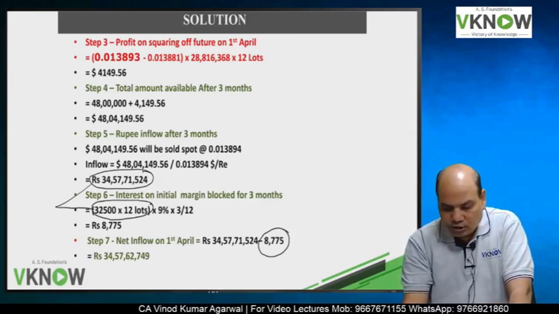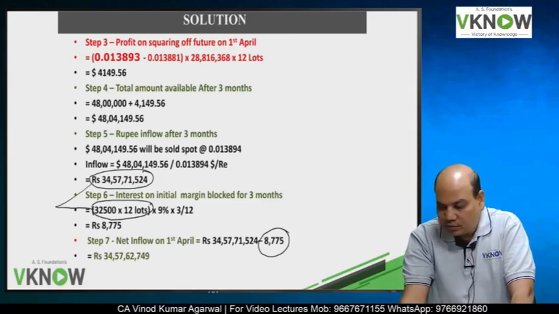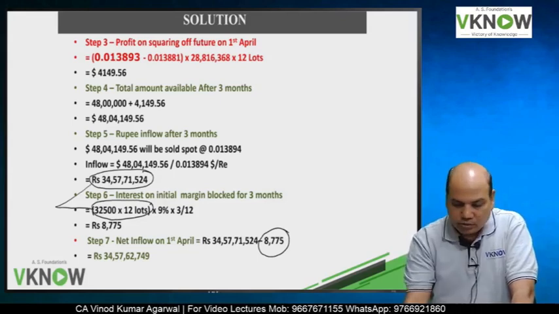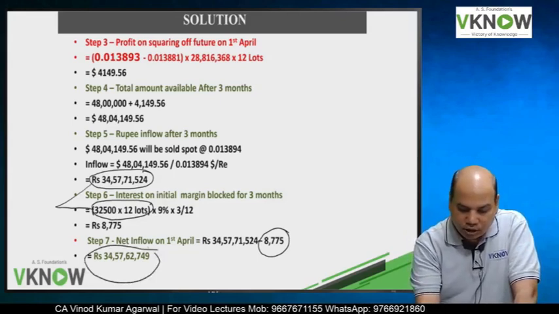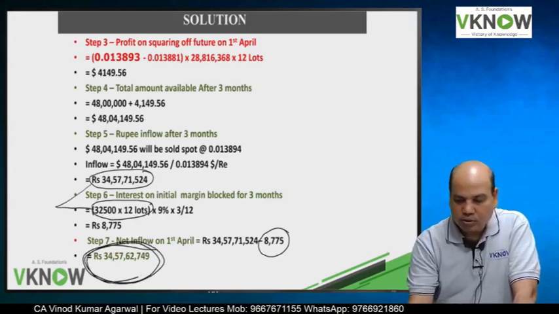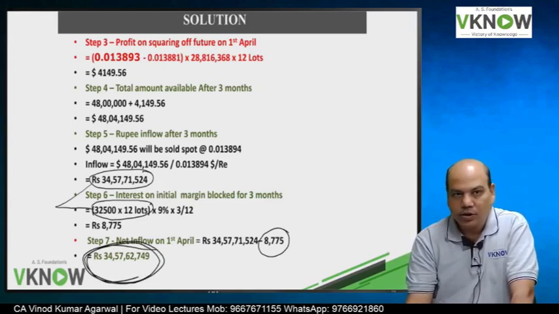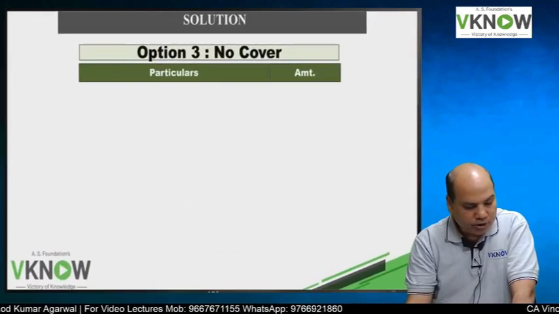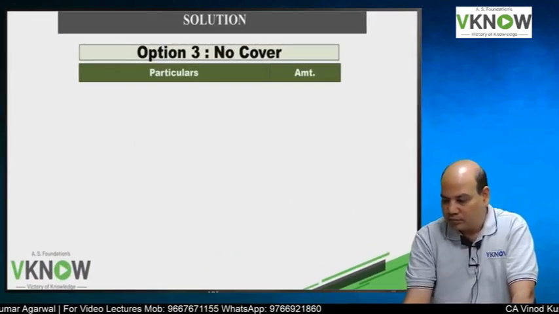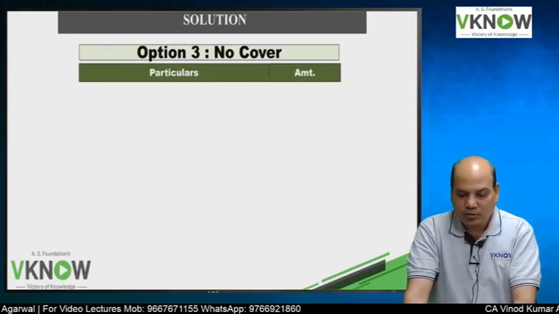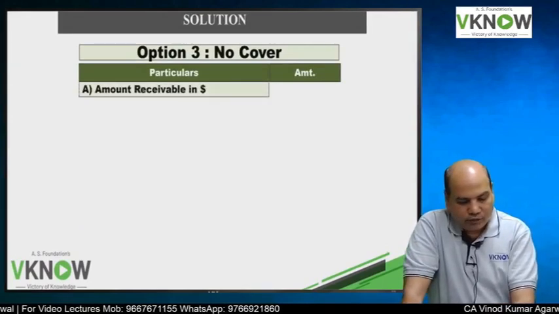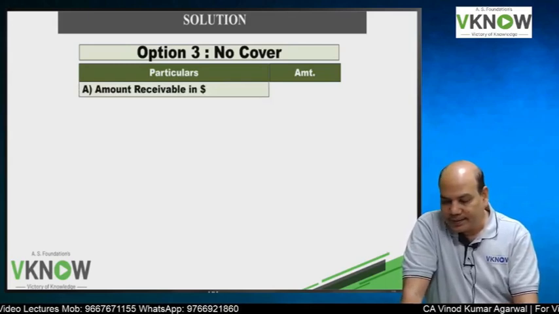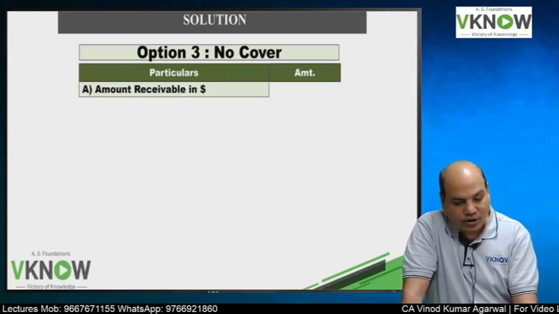So the answer the student has given is 3457624749. Very good. So this is my inflow under future contract. Okay. Now one more option is don't do anything, no cover. Wait for 3 months, not hedging the currency risk. Option 3, not hedging the currency risk.